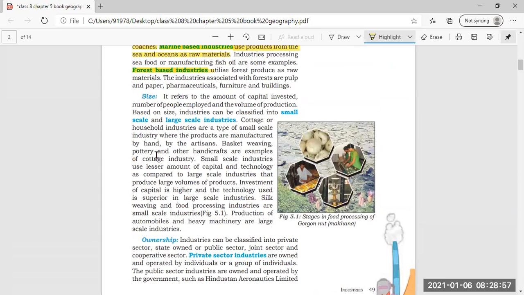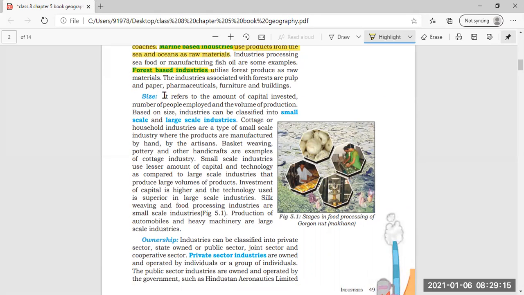Now next is size. Based on size also, the industries are divided. Some industries run on small scale, and others can be large industries.